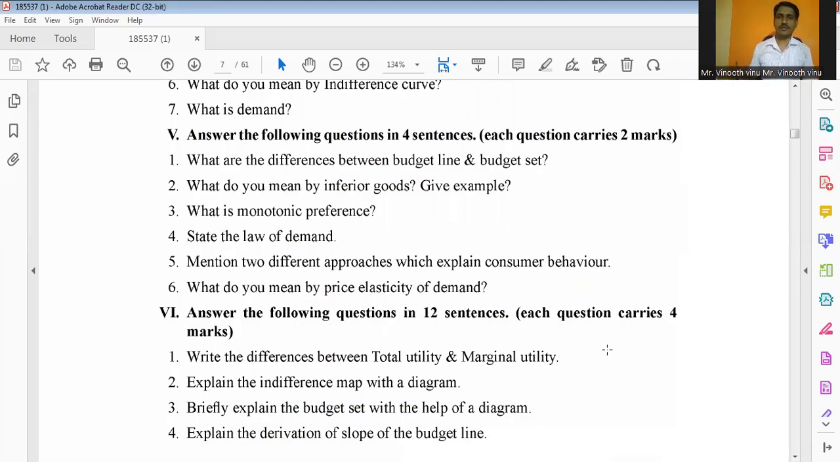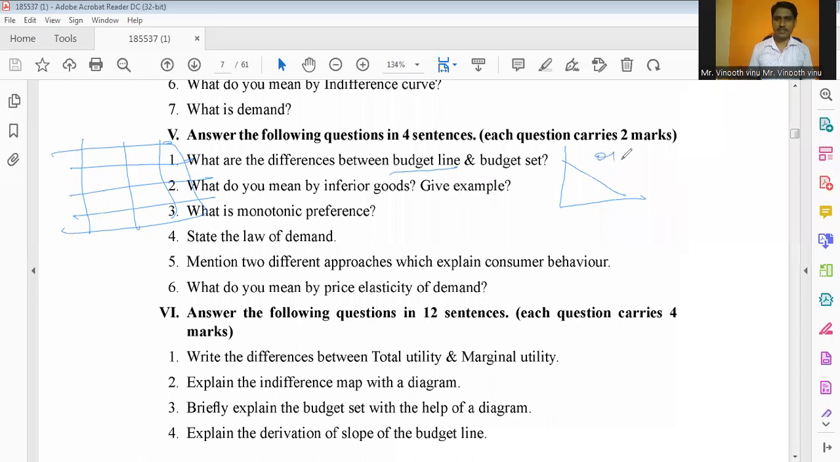What are the differences between budget line and budget set? Budget line is a graphical representation. Budget set refers to the bundles. It is graphic, it is represented by graphs. It is represented by what? Bundles. Okay. Right.